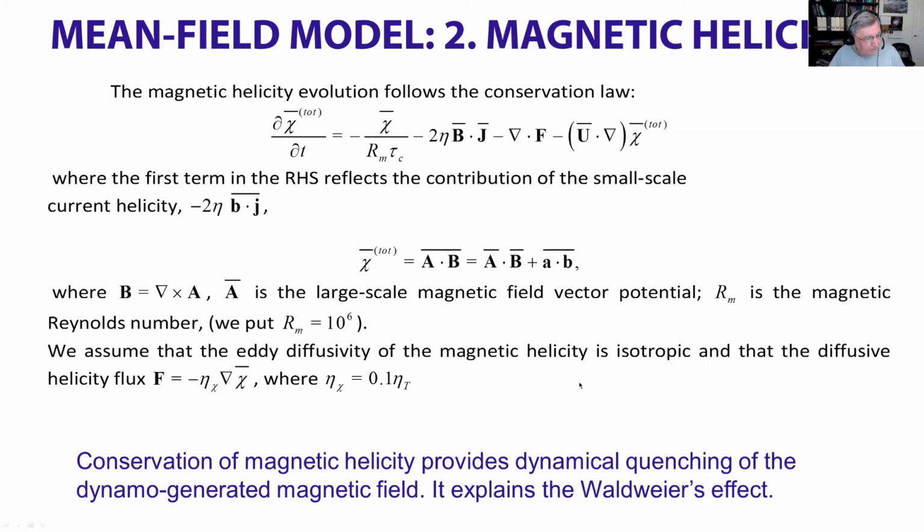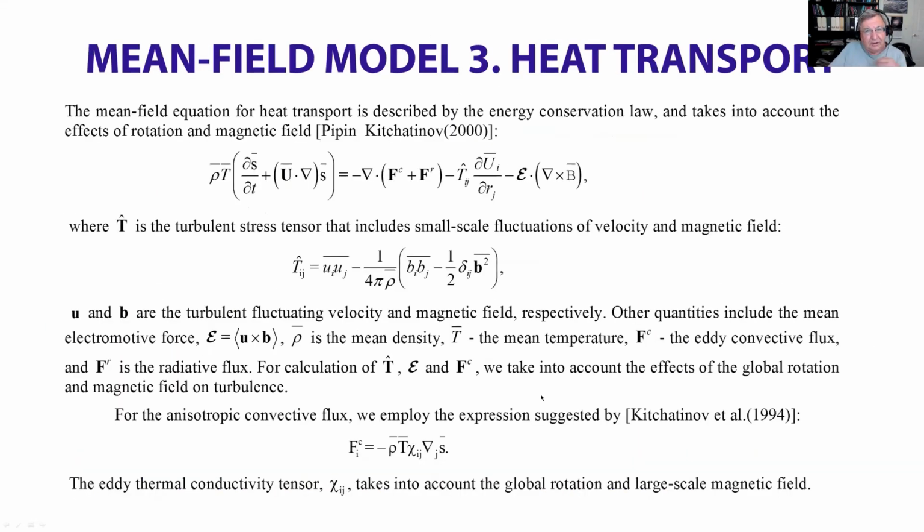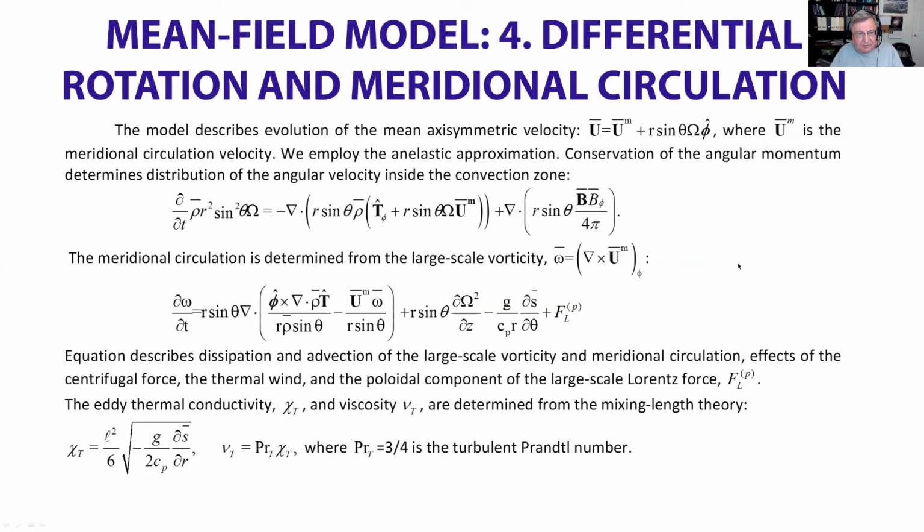And what's interesting is that if you include this, then it explains the Vainshtein effect, this dynamical quenching of the alpha effect. And this model also includes the heat transport. It turns out that heat transport is very important. So the heat transport equations also come with all the details of turbulence and everything. So everything we know about turbulence is included as accurately as possible in this theory.